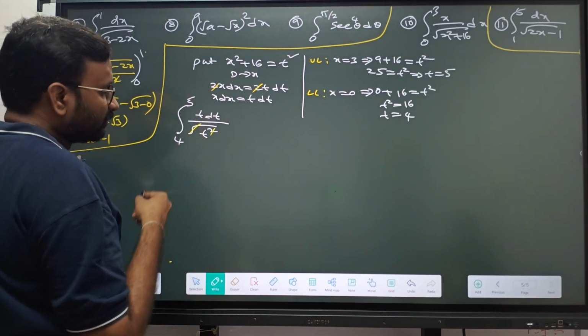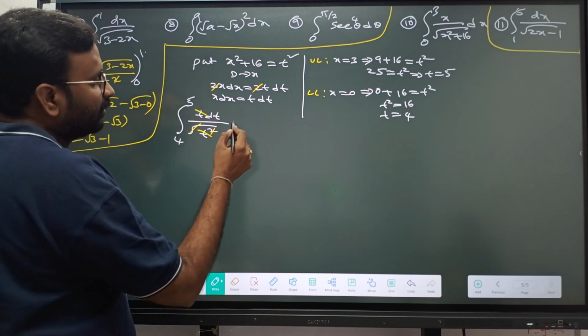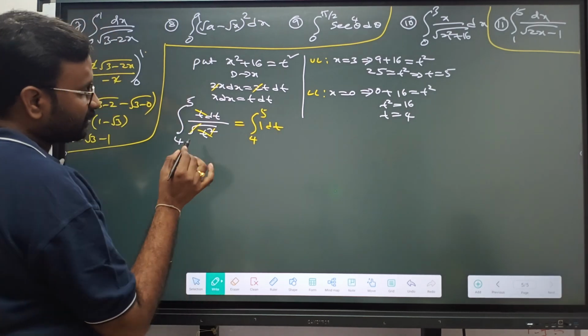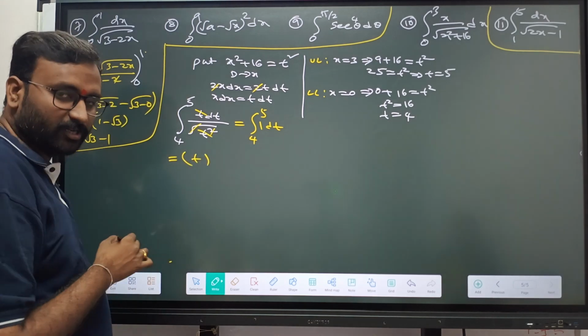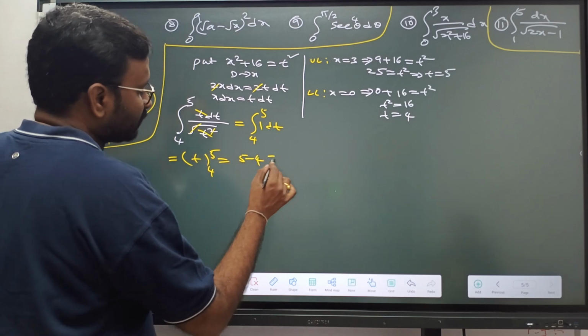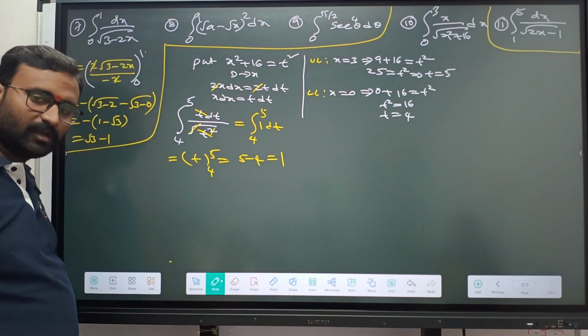So here square is square root of t square. What is left? Integral 4 to 5 1 dt, right? Which is equal to t, na? 1 dt means t only in terms of t. Limits 4 to 5. So 5 minus 4, which is equal to 1. Upper limit minus lower limit.